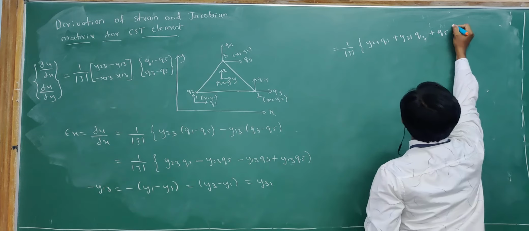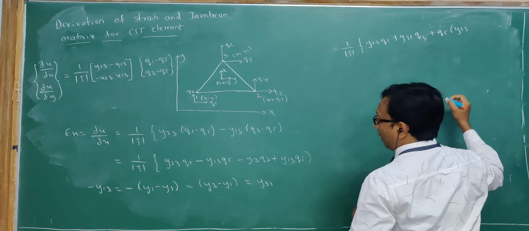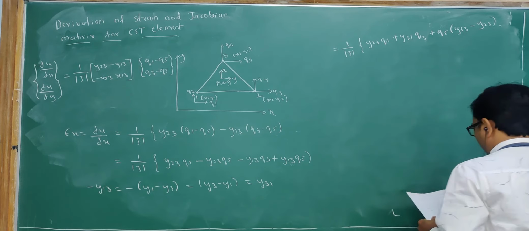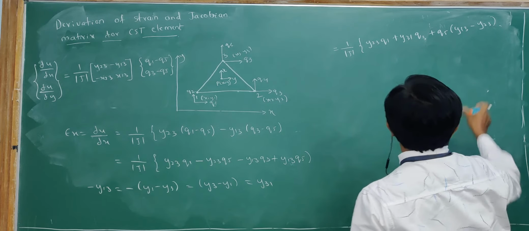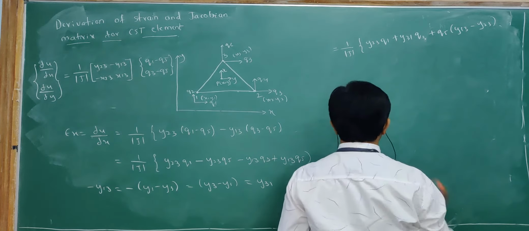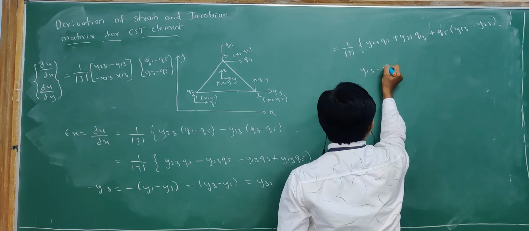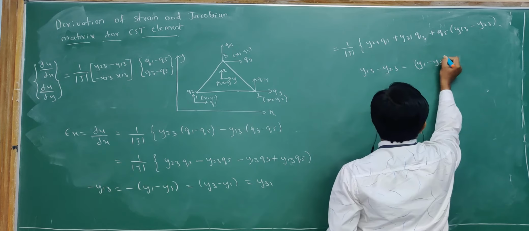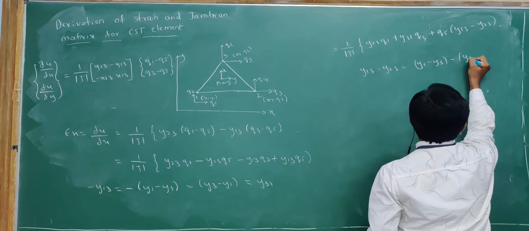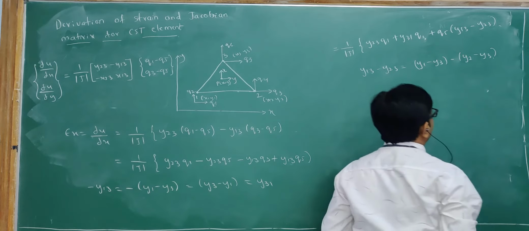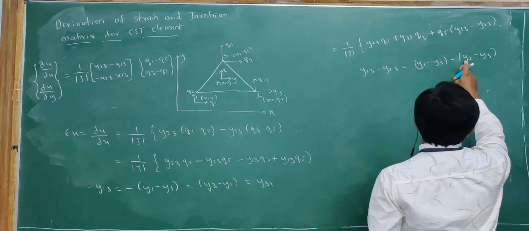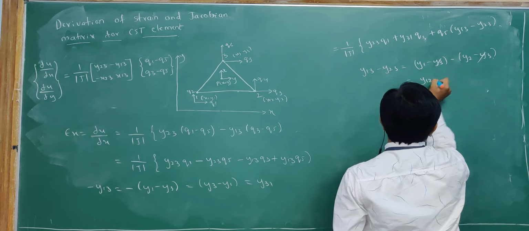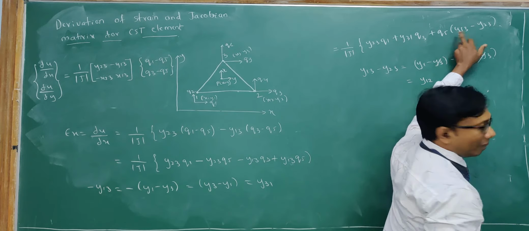So that is y13 minus y23. If I solve this parameter, y13 minus y23 is nothing but y1 minus y3 minus (y2 minus y3). So this becomes minus, this becomes plus, this 3 gets cancelled, and you end up with y12. So if you solve this, you will be getting y12.